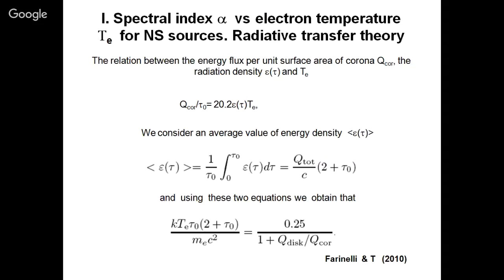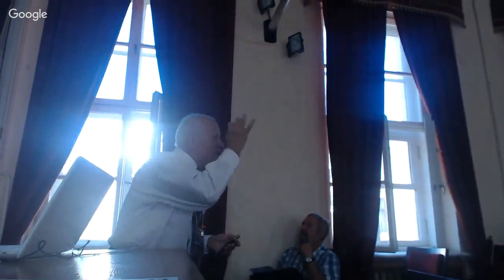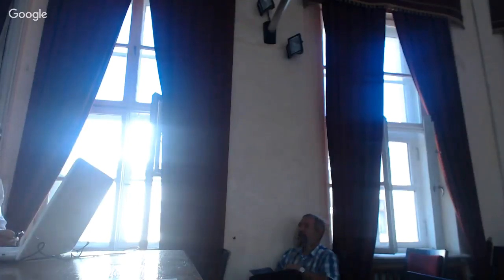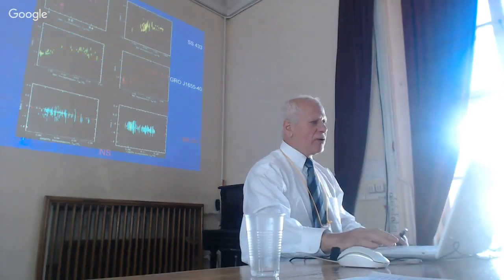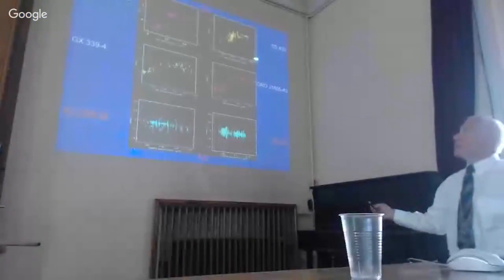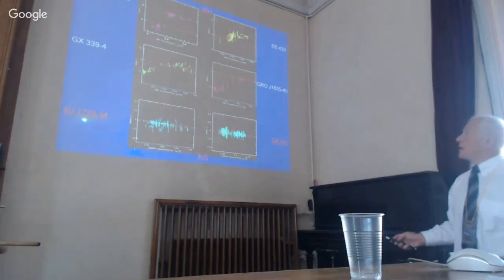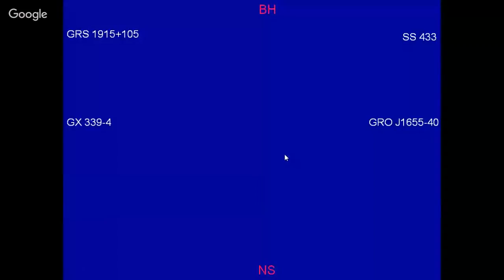When you understand using first principles, you not only solve the problem analytically and numerically, whatever, but you understand the observation results from first principles. This is a very interesting story for observation. Now you see this picture, very important picture, for GRS 1915, before saturation of index, GX 339, saturation of index, evolution, saturation, and for neutron star, index is the same.